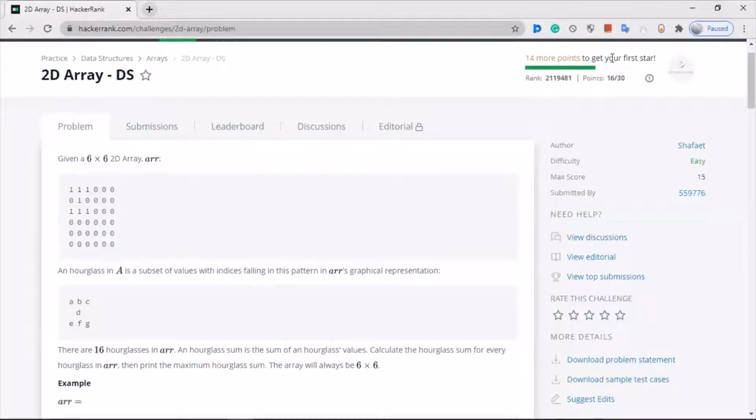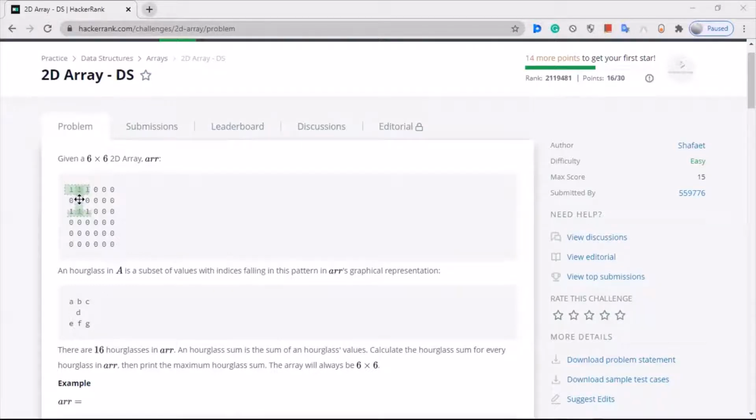So let's discuss the problem 2D array from HackerRank. The problem says that we are given a 6 by 6 2D array and there will be a total of 16 hourglasses possible in this 6 by 6 array, and our hourglass is of the form A, B, C, D, E, F, G. So this is the form of the hourglass. I will be telling you how 16 hourglasses are possible in a 6 by 6 2D array.